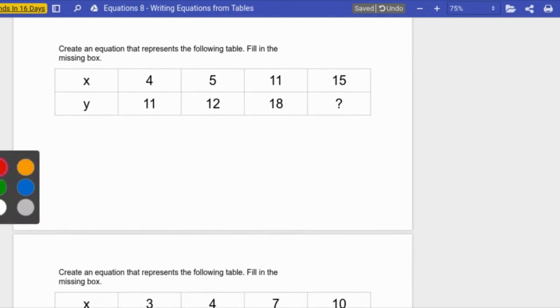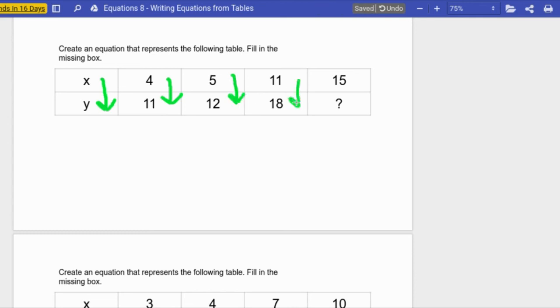All right, let's try this one here. Okay. How do I get from x to y? So I can do 4 plus 7 gives me 11. Does 5 plus 7 give me 12? Yes, it does. Does 11 plus 7 give me 18? Yes, it does. So it looks like my pattern is to add 7.